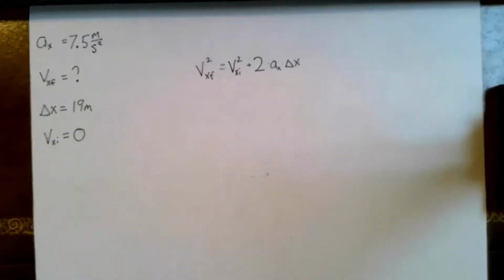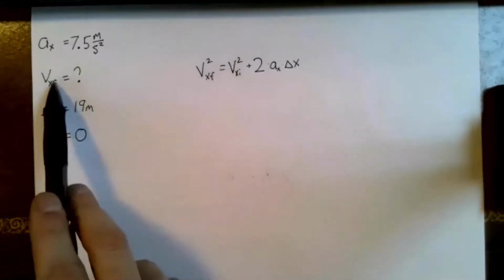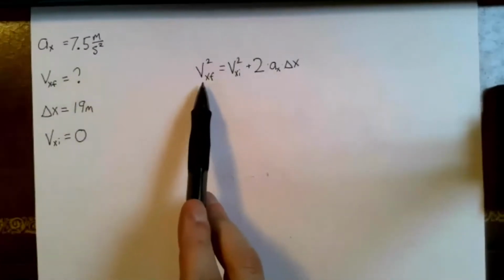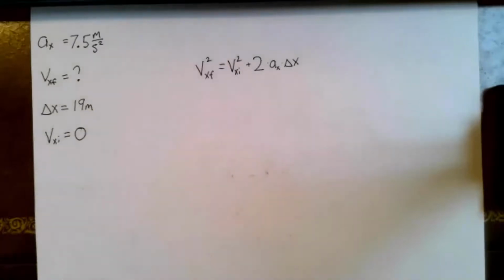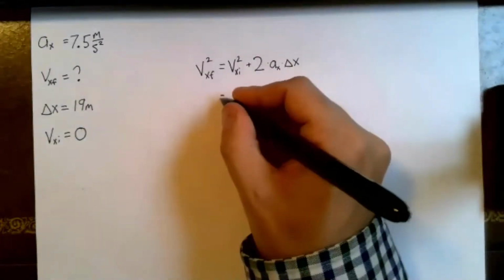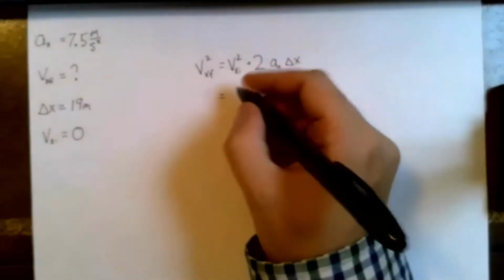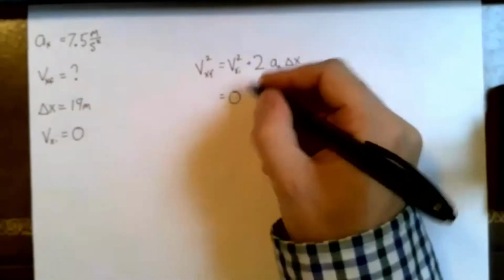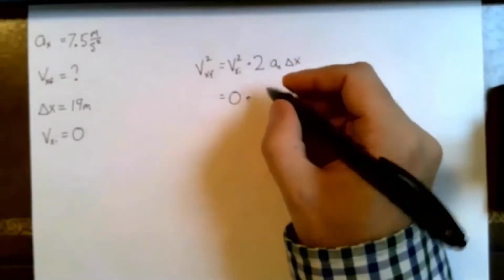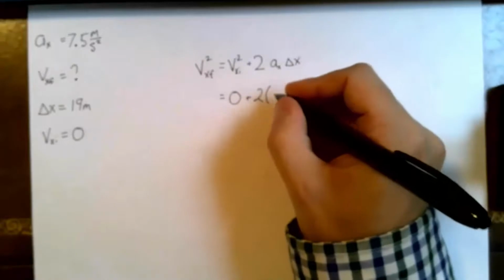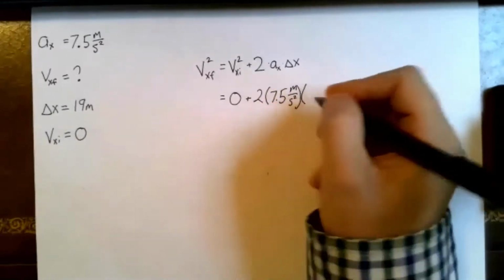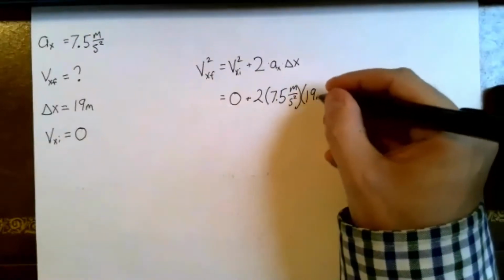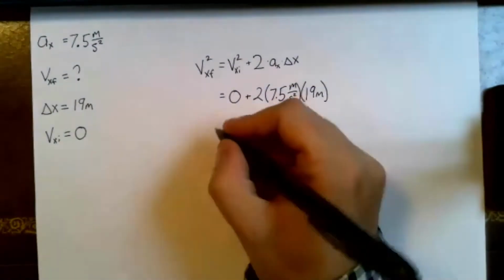And I don't really need to rearrange anything, right? I'm looking for my final velocity, and that's all by itself on one side. I just need to remember I'm going to get the final velocity squared, so I'll have to take the square root at the end to get the velocity. So I can plug in my numbers, right? vxi is just 0, and so vxi squared is still 0. So plus 2 times 7.5 meters per second squared times 19 meters.